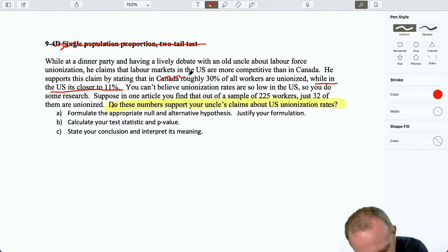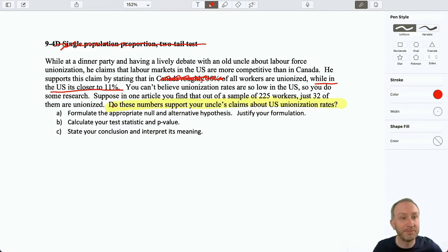So on this one, we can ignore that information about Canada's unionization rate. It's a little bit of a red herring. It's a bit of a distraction. It might be some number that we think is important to the problem, but it's not part of the problem. We're looking specifically at our uncle's claims about the US unionization rate.